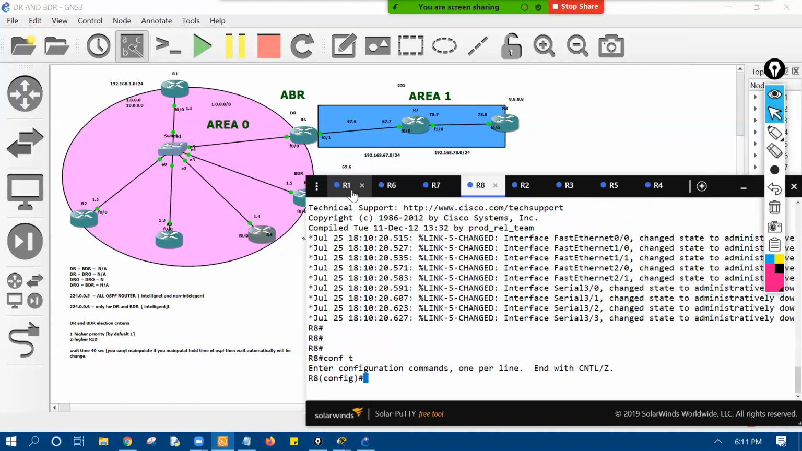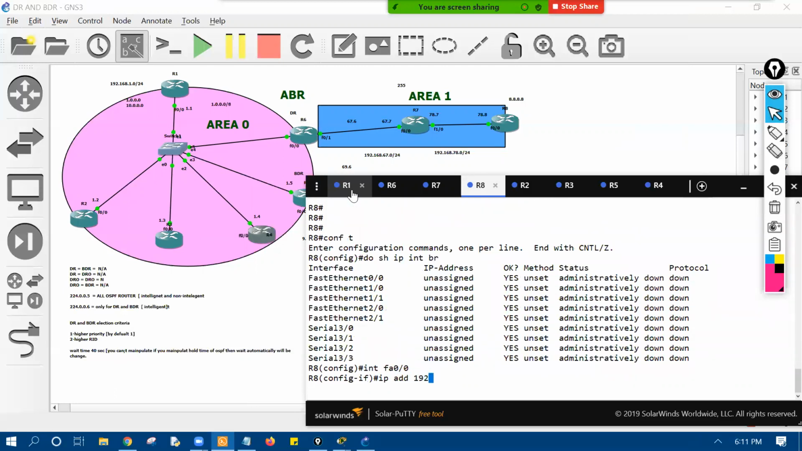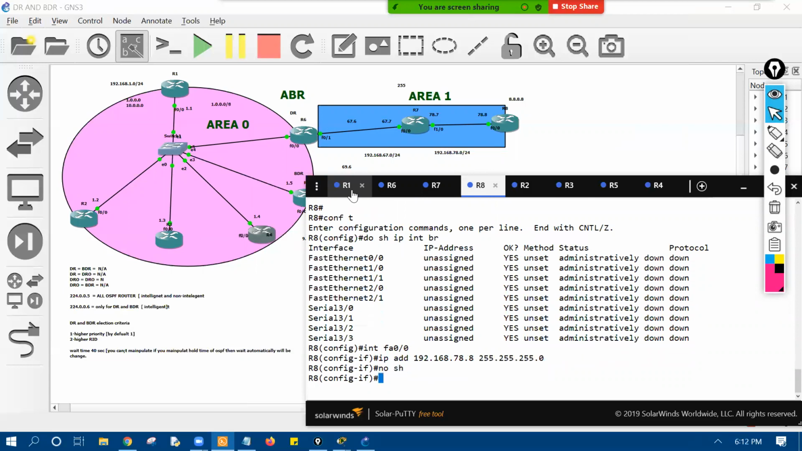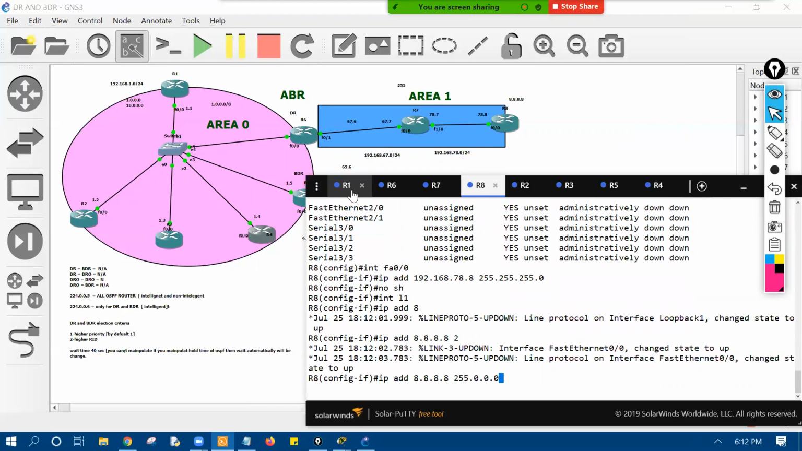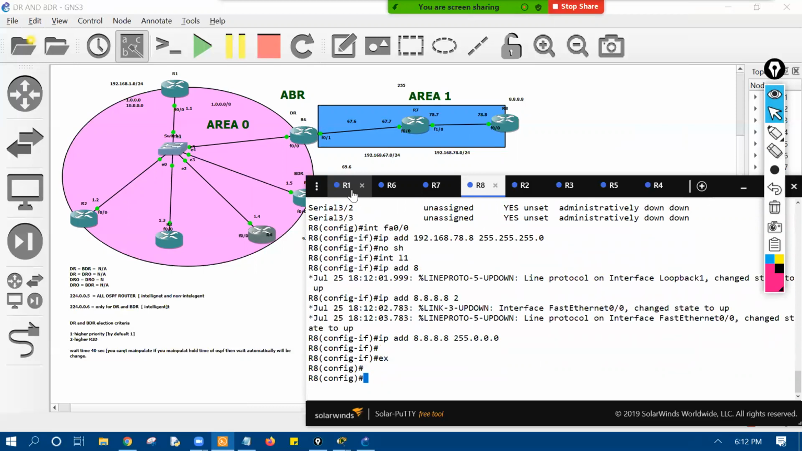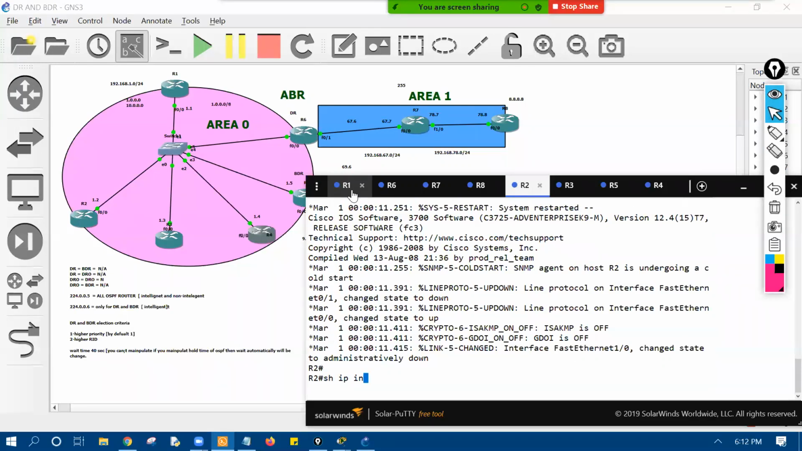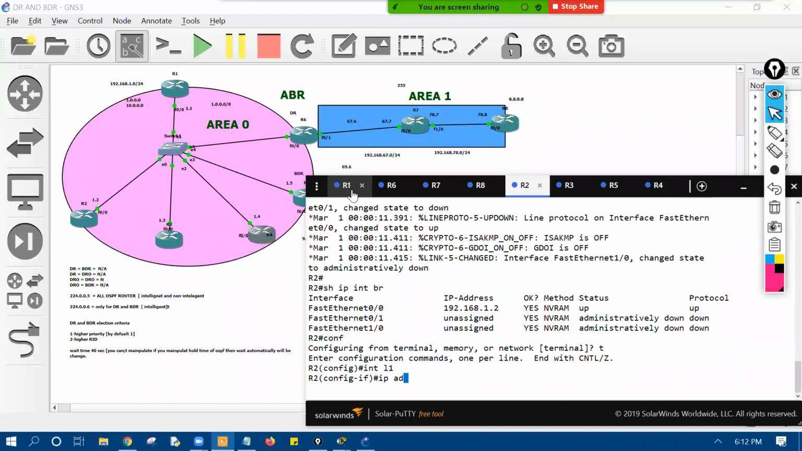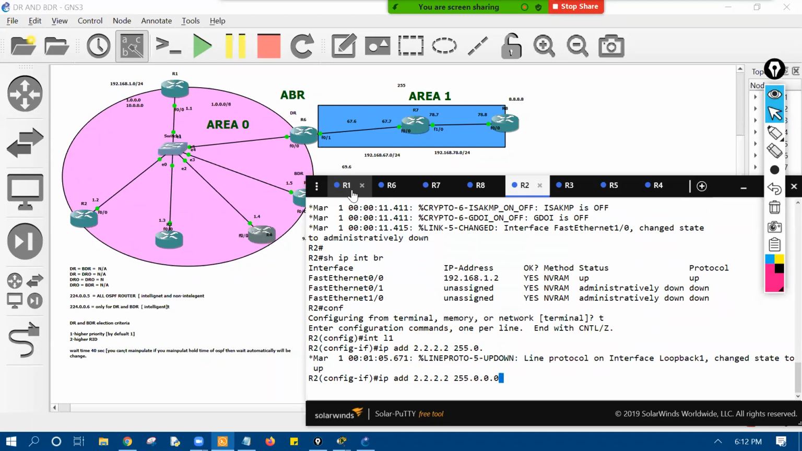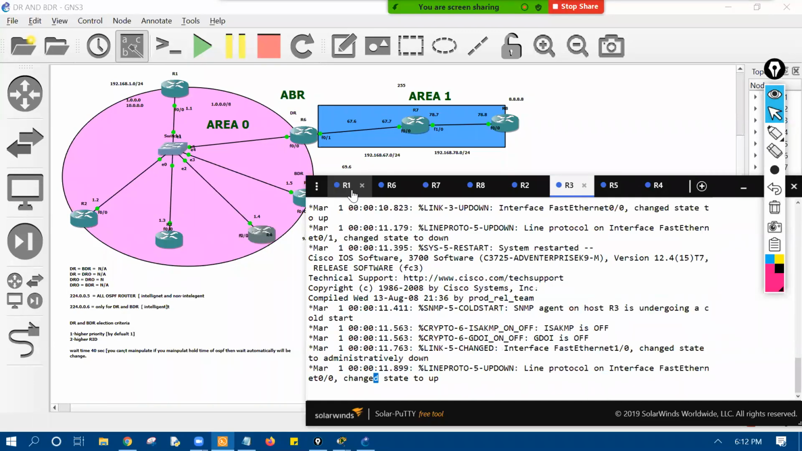R8, interface 0/0, IP address will be set. Interface loopback number 1, IP address will be set. Right. R2. Perfect. Config terminal, interface loopback number 1. R3.